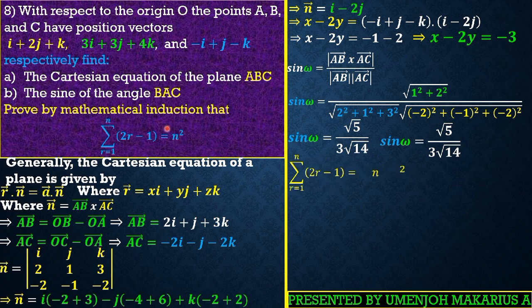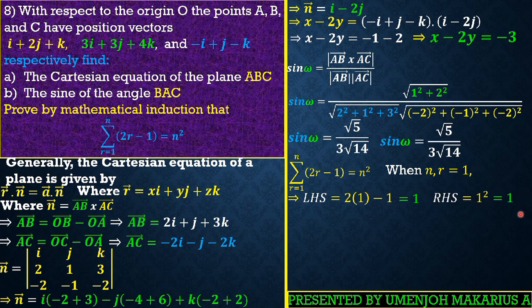Okay, so guys, let's have the statement. That's the representative of that form. So let's say that whenever our n is equal to 1, the left hand side simply becomes 2 into 1 minus 1, which gives us 1. Then the right hand side simply becomes 1 squared, which is 1. So the statement is true for n equal to 1, since the left hand side equals the right hand side.